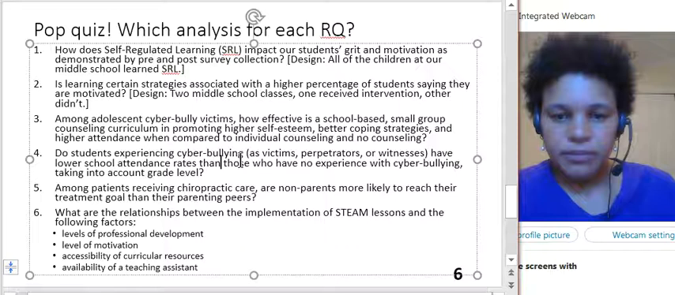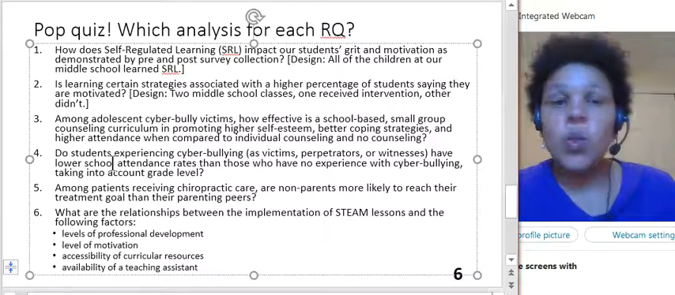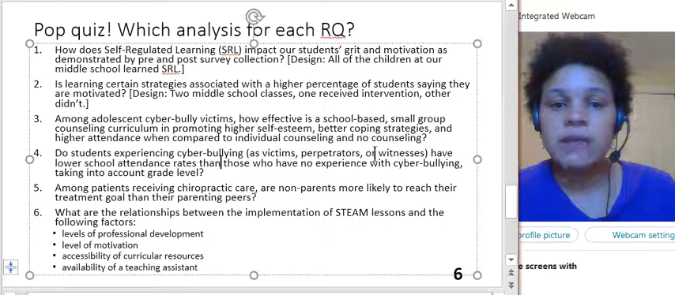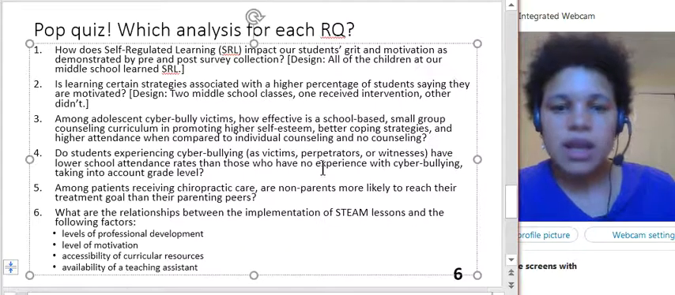Okay, anyway, number 4 has just one outcome, attendance rates, and we're going to assume that is measured continuously. And students experiencing cyberbullying, let's assume they're in exclusive groups. They're either victims, perpetrators, or witnesses. So that is 1, 2, 3 groups. Again, our victims, our perpetrators, and our witnesses. And so we have 3 groups, so that means we can't do a t-test. We have to do ANOVA.